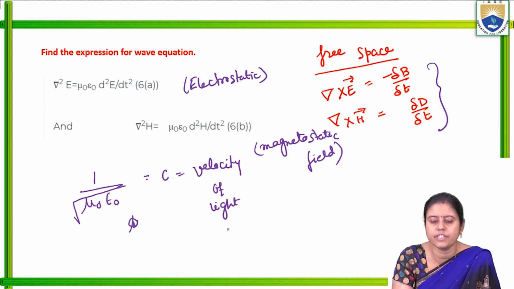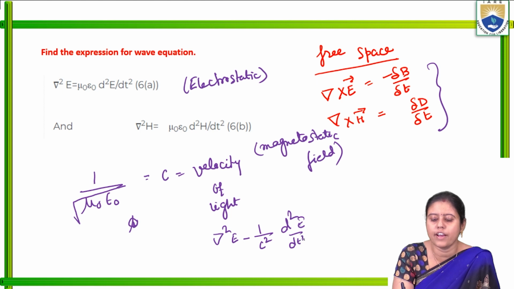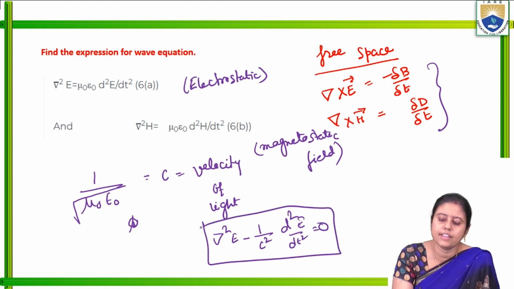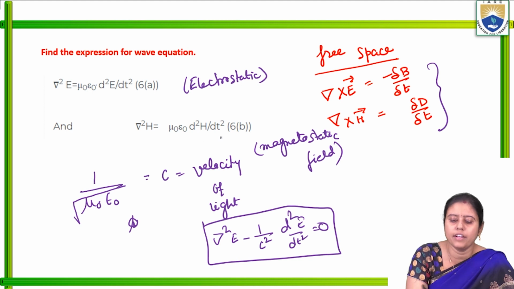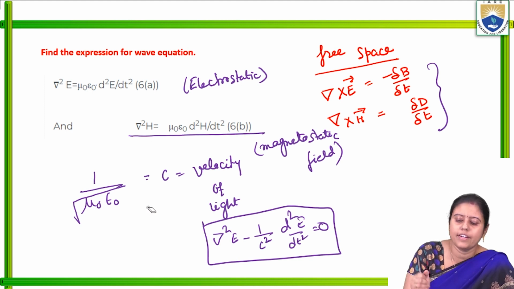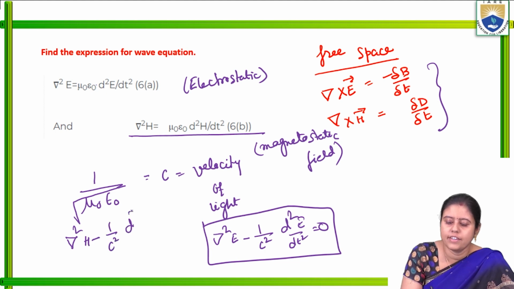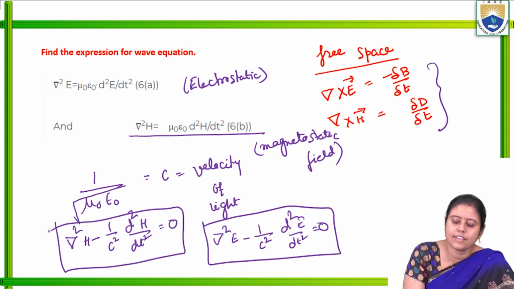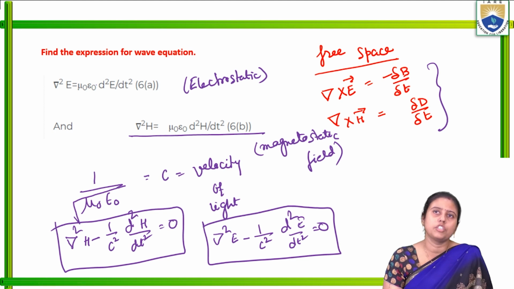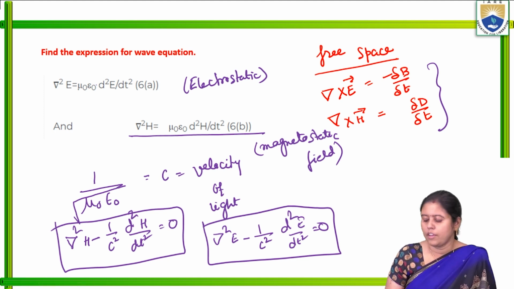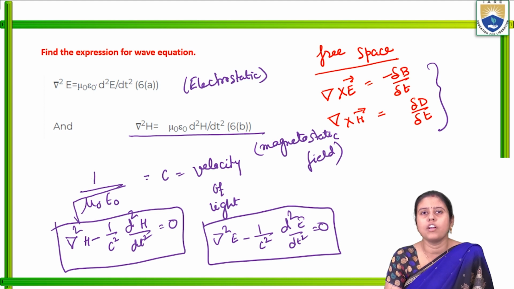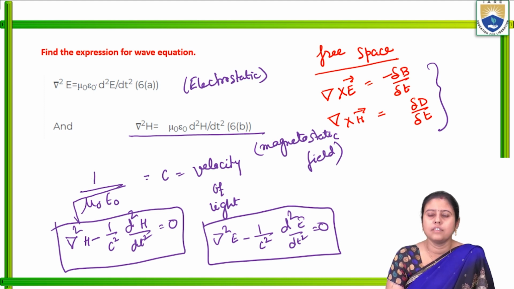This equation can be rewritten as grad square E minus 1 by C square d square E by dt square is equal to 0. So this is basically the wave equation, or we can write for the magnetic field grad square H minus 1 by C square d square H by dt square is equal to 0. We can write the wave equation in both terms. The detailed derivation has already been discussed in the previous discussion.